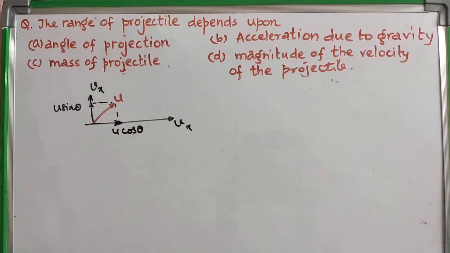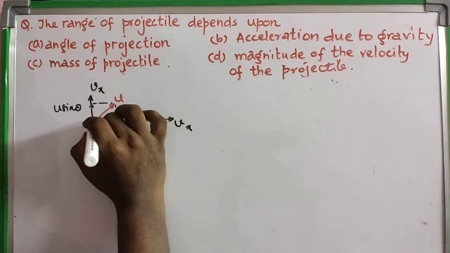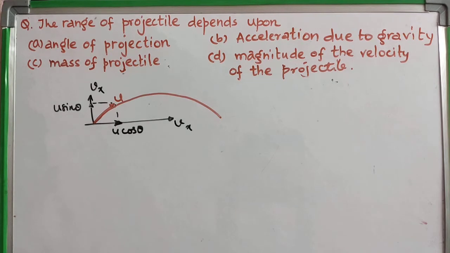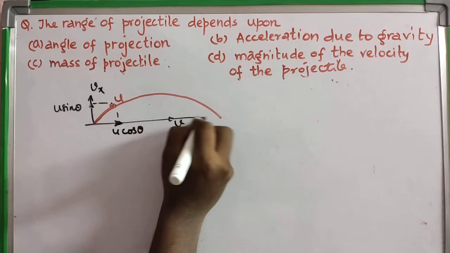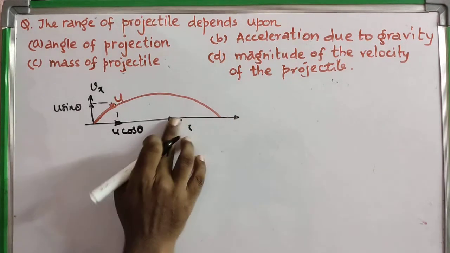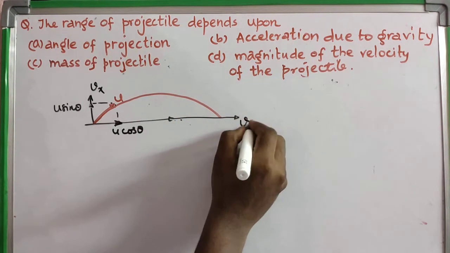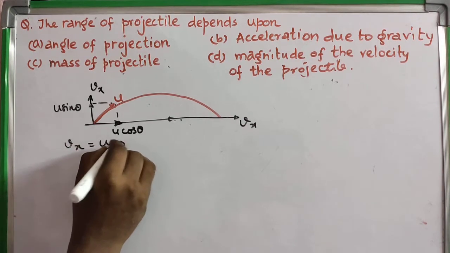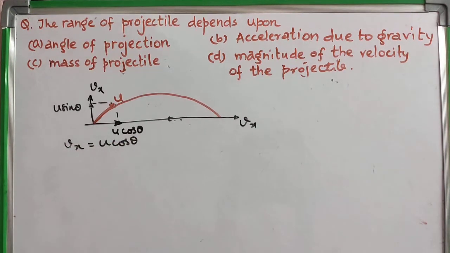Now how does our body move? Our body moves in a projectile. Clear? Body moves in a projectile. So let me write this as Vx. Vx is always constant, equal to u cos theta.